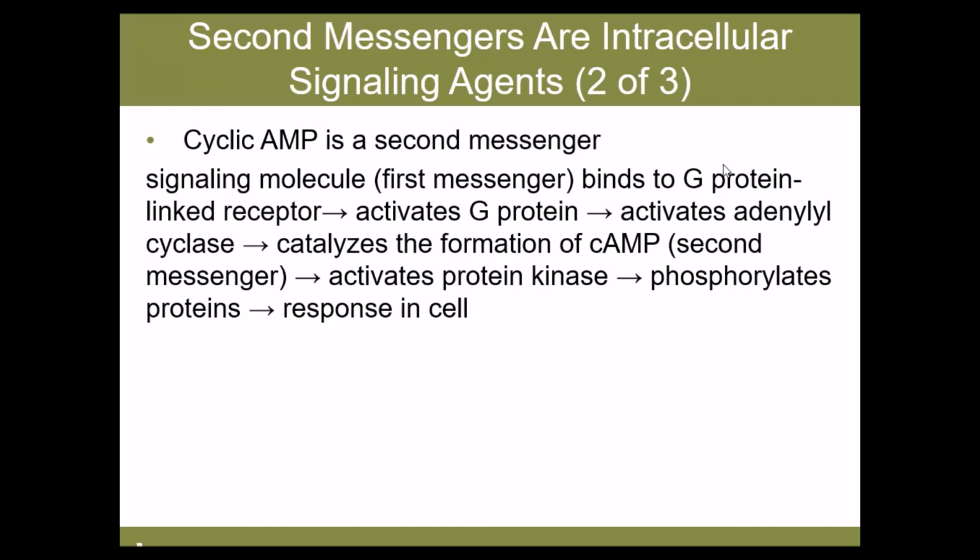So your first messenger binds to it. That is linked to a G protein on the inside of the cell. It activates the G protein. That's going to activate an enzyme that helps to form that second messenger called cyclic AMP. And then once it's activated, it activates a protein kinase, just like we've seen before. This protein kinase, just like before, causes phosphate groups to be added. And so that phosphorylates other proteins, essentially activating other proteins in the cell, and that's what causes some kind of cellular response.